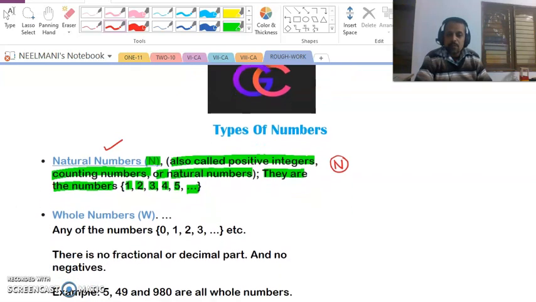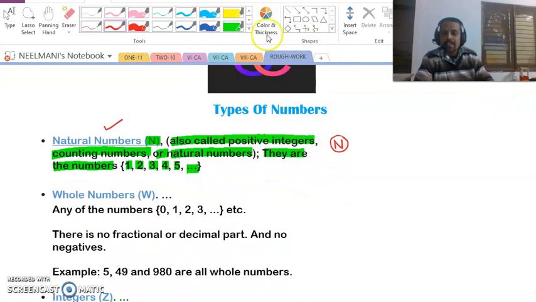Now we will move towards the second type of number that I am explaining now, that is called whole numbers. Here I have marked the whole numbers column, and remember students, the whole numbers are denoted by the capital letter W. So you can see here I have marked the capital W.